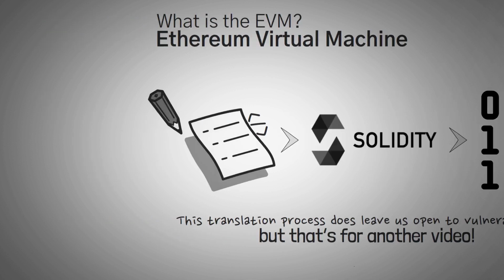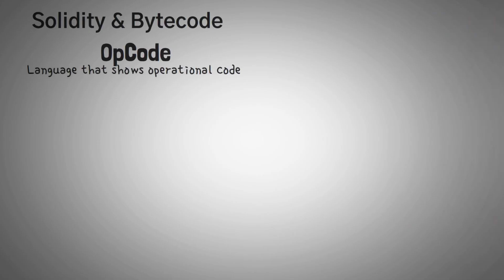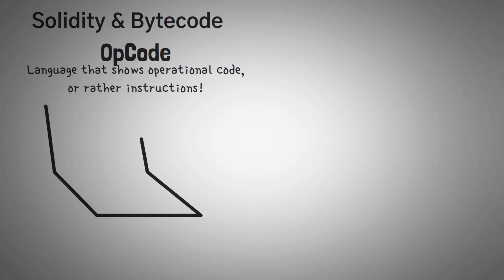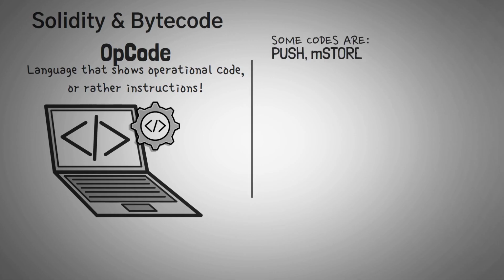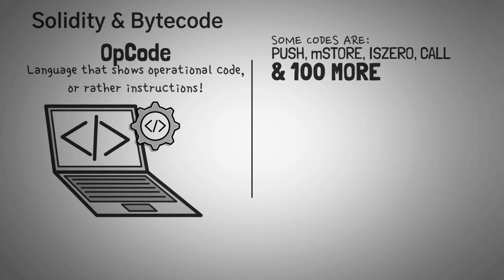Now, hypothetically, in between Solidity and bytecode, there's a middle theoretical language called opcode. Opcode is quite literally a language that shows operational code, or rather instructions, the instructions that the EVM must take to perform a smart contract transaction. You might recognize or be able to predict what some of these opcodes do, for example, push, mstore, iszero, and call. But you should know that there's over 100 different opcodes. I called this a theoretical middle language because most people don't write opcode, and the EVM doesn't read opcodes.